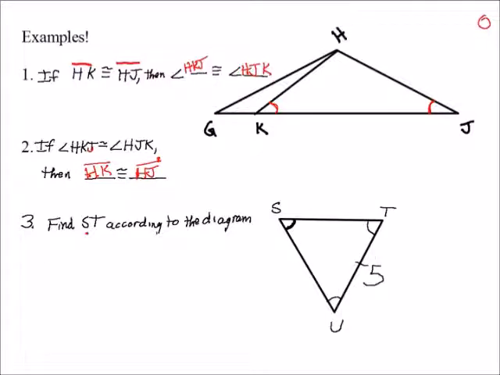And then find ST according to the diagram. Well, if you look at this triangle, we know that it's equiangular. All three angles have one band, so it's equiangular. According to the corollary, equiangular must mean that it's equilateral as well. So if this, then this. And we know that if this is equilateral, this has to be congruent to this side, to this side, to this side. So if this side is 5, this has to be 5, which means the measurement of ST has to be 5. Okay? Moving on.